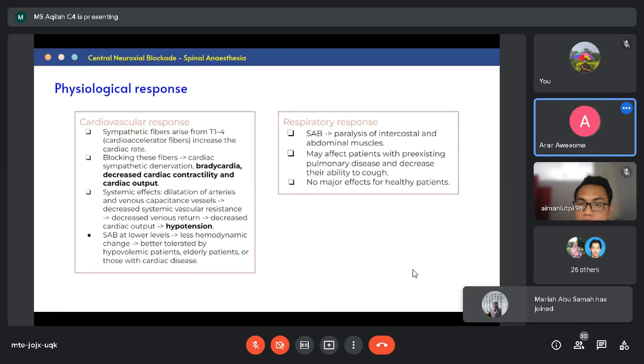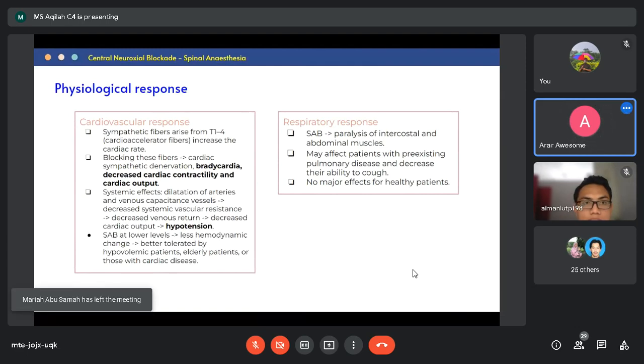Next, for the cardiovascular response, the sympathetic fibers that arise from T1 to T4, we know, will increase the cardiac rate. And when we block these fibers, there will be cardiac sympathetic denervation. And there will be no parasympathetic opposition, and it will lead to bradycardia, decreased cardiac contractility, and also decreased cardiac output. And for the systemic effect, there will be dilatation of arteries and venous capillary vessels, and they will lead to decreased venous return, decreased cardiac output, and hypotension.